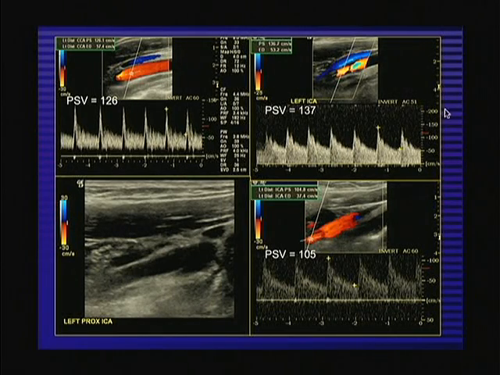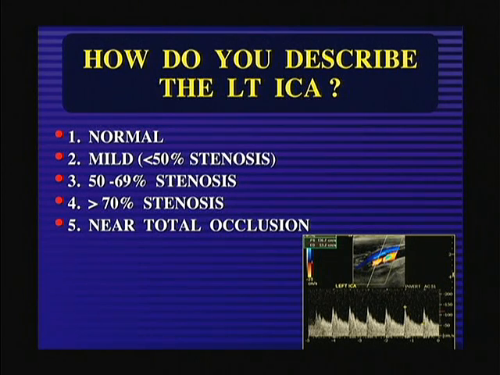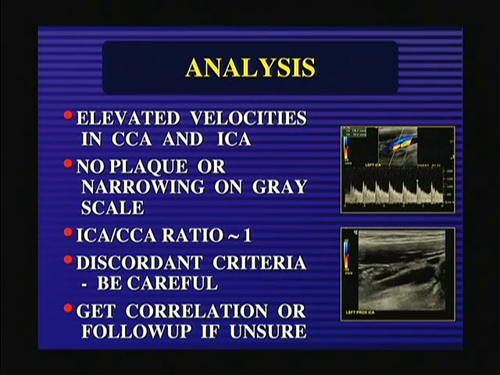Okay, that's the question. We could say it's normal, mild, moderate, severe disease, or near total occlusion. We have a discrepancy here. We have elevated velocities and a normal grayscale and color flow pattern. Elevated velocities are seen in both common carotid and internal carotid arteries. There's no plaque or narrowing on the grayscale. The ICA/CCA ratio is about 1.